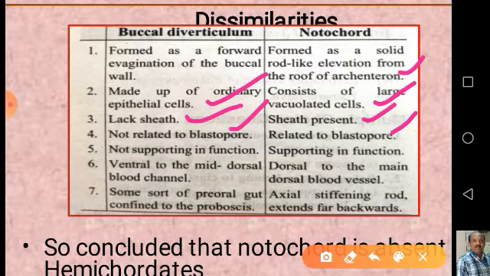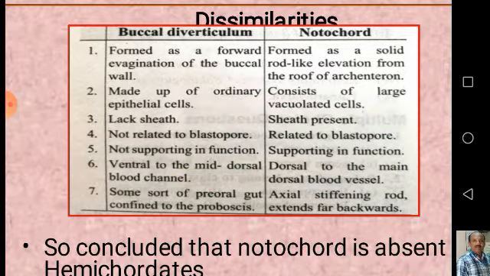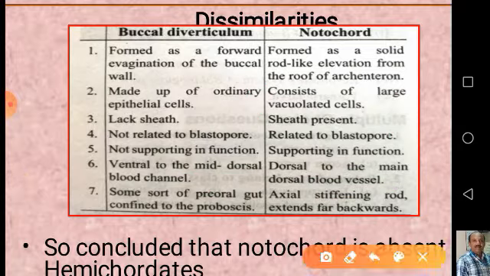Then buccal diverticulum is ventral to the mid-dorsal blood channel, whereas the notochord is always dorsal to the main dorsal blood vessel. Now these are the differences. And it is some sort of prioral gut confined to the proboscis, but not the actual notochord. Here notochord is an axial stiffening rod that extends far backwards, whereas buccal diverticulum is confined only to the proboscis, whereas notochord is strengthening and extends up to the far backward of the body of the chordates.